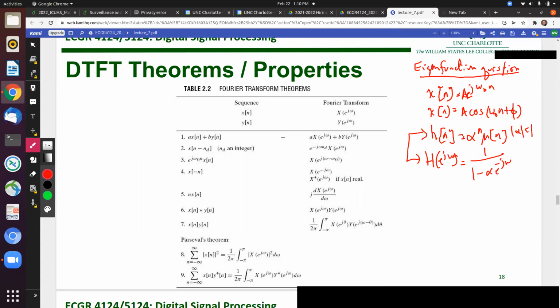And so we know that when we put an eigenfunction into the system, what comes out is the same function multiplied by a complex constant. That complex constant is H(e^{jω}), evaluated at ω equal to ω0. So really all you have to do is plug in ω0 here.